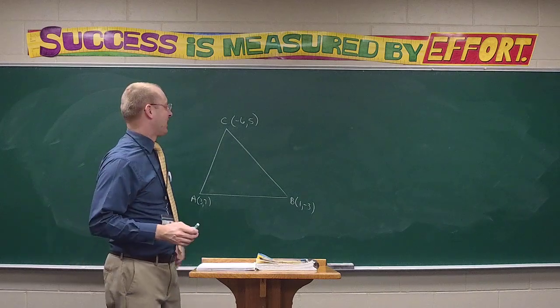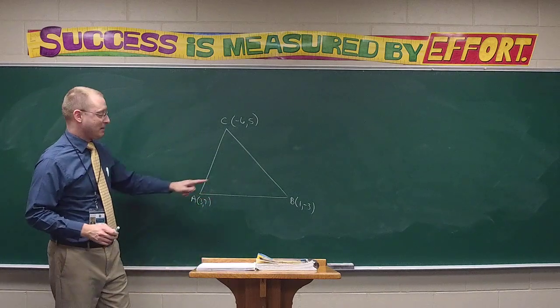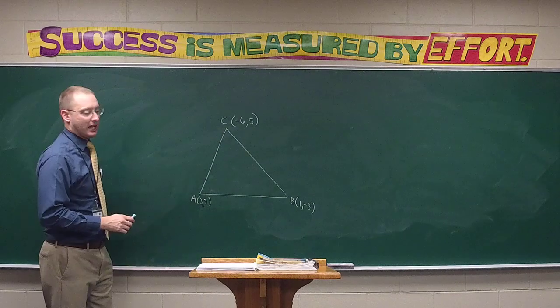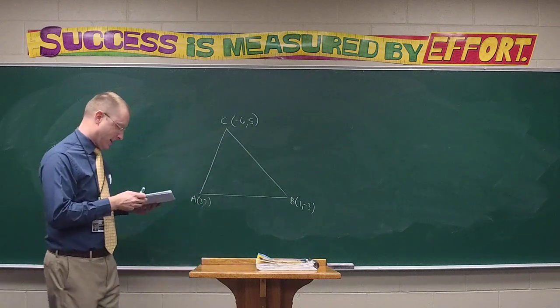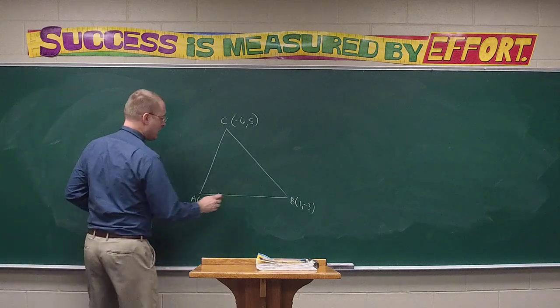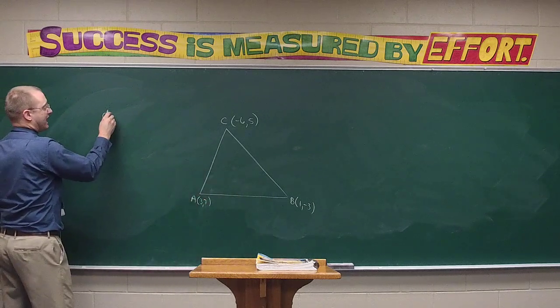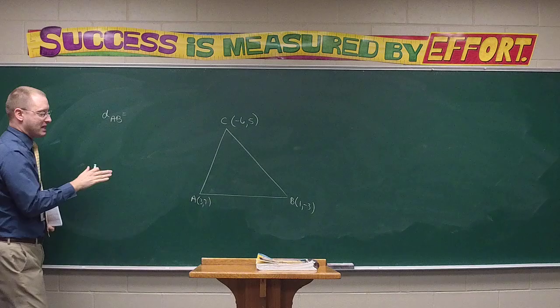All right, for homework last night, you were given 3 points, A, B, and C, the vertices of a triangle. And I asked you to find several things about the triangle. First of all, the lengths of the 3 sides. I'm just going to write this off to the side for now. The length of side AB.